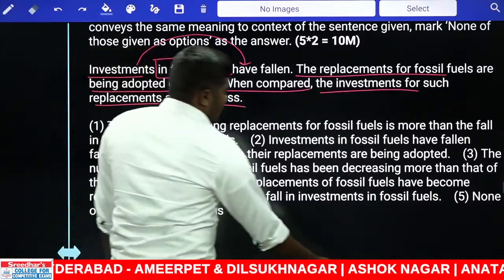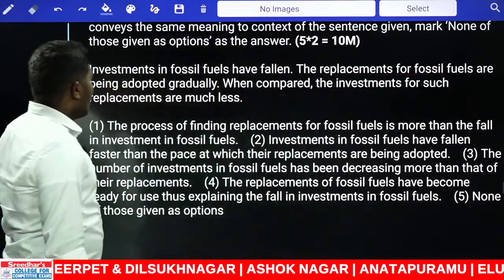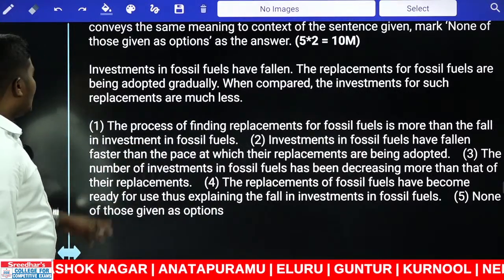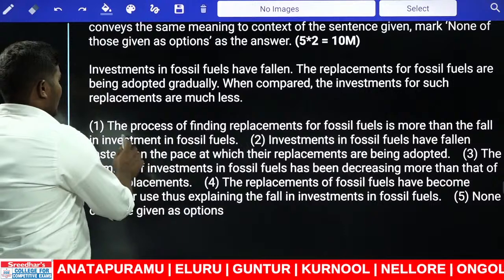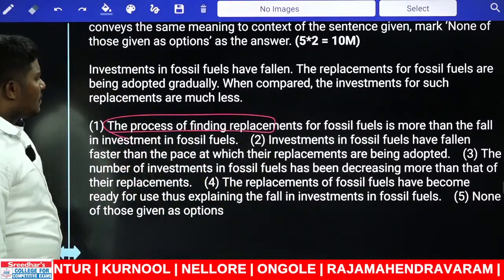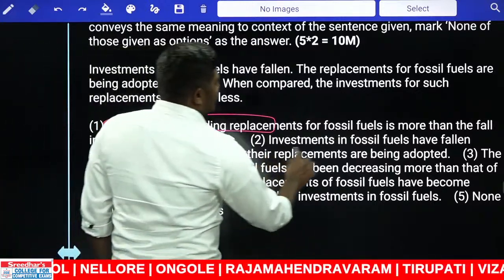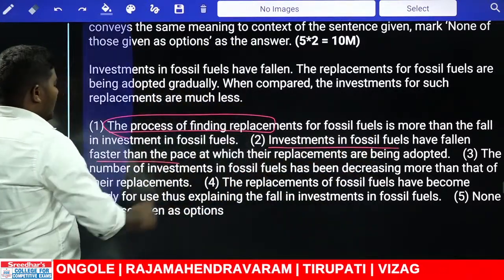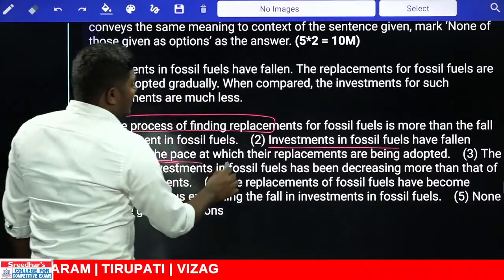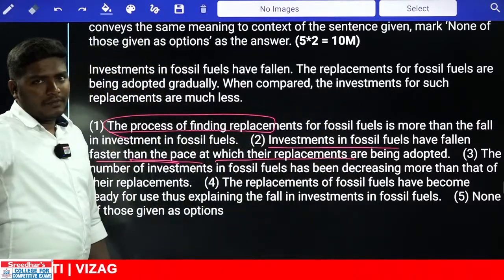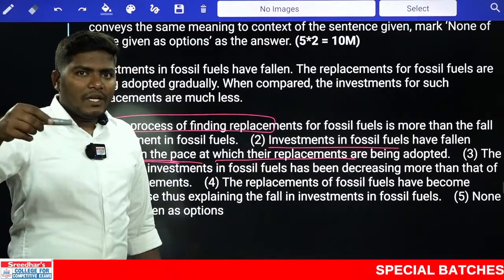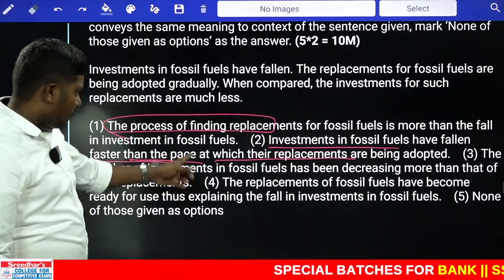Okay. Now look at the options given properly. Look at the first one. The process of finding replacement for fossil fuels is more than the fall in investments in fossil fuels. No, we are not actually speaking about the process. No process is mentioned in the sentence. The sentence looks odd. Next, investments in fossil fuels have fallen faster than the pace at which their replacements are being adopted. This is okay. That means investments in fossil fuels are going down, but there are no equivalent replacement investments. So that is what they have.